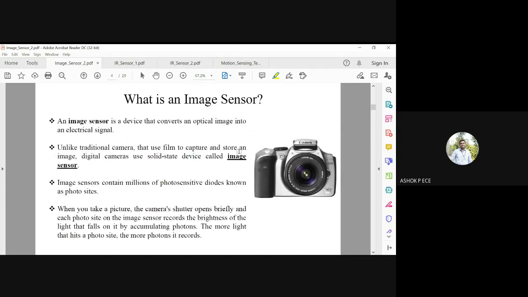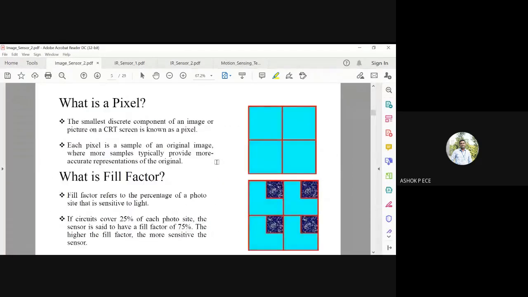So types of sensors we have seen. The image sensor is going to convert your optical image into an electrical image. And pixel, I told you, assume this is your 4 cross 4 matrix. This is one pixel, this is the second pixel, this is the third pixel, and this is the fourth pixel. A pixel is the smallest discrete component of an image or picture on a CRT screen. So in this, you have 4 pixels. Each pixel is a sample of the original image, where the more samples you provide, the more accurately the image will be depicted. If fewer samples are given, the image will not be accurately depicted.